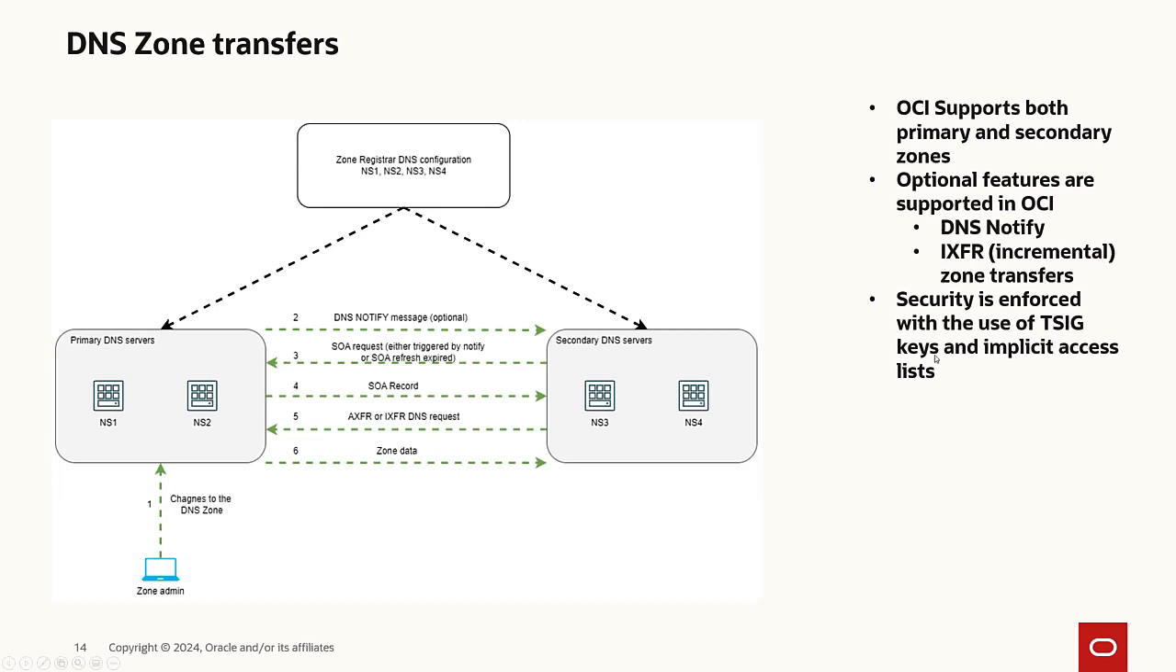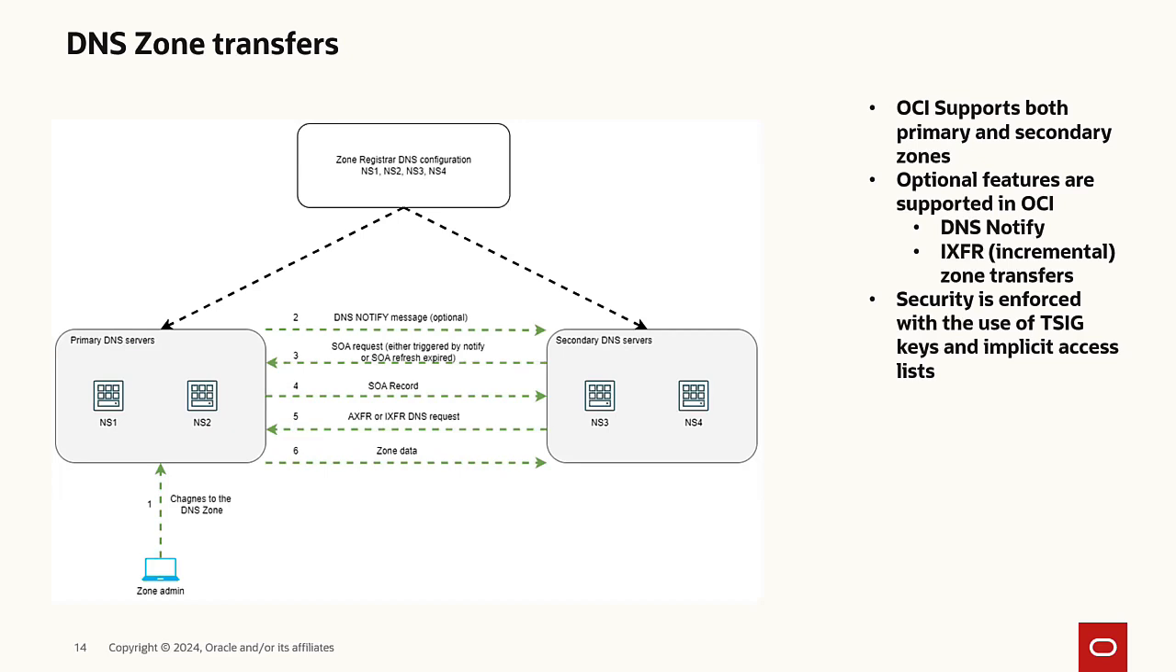Now let's talk a little about security. How do you secure this architecture? Well, one of the things that OCI supports is transaction signature keys. You define these keys both in the primary and the secondary servers. And when the zone transfer happens, even in the SOA request, everything gets added with that transaction signature key. And if it doesn't match, then the request is denied.